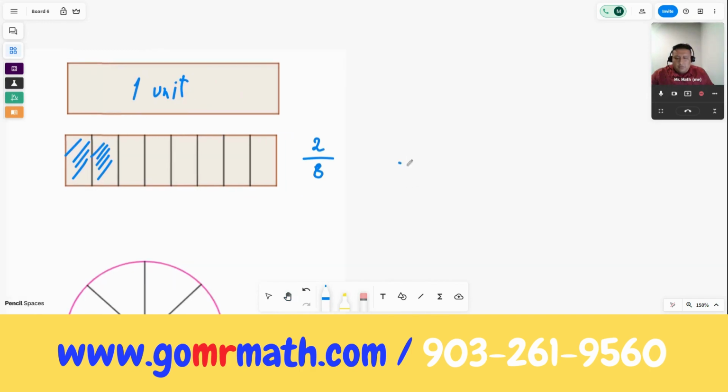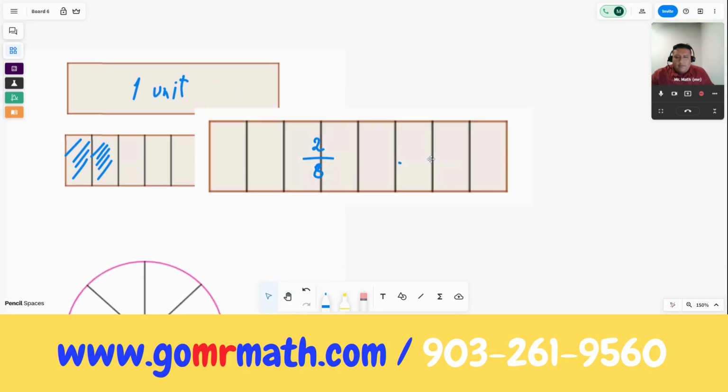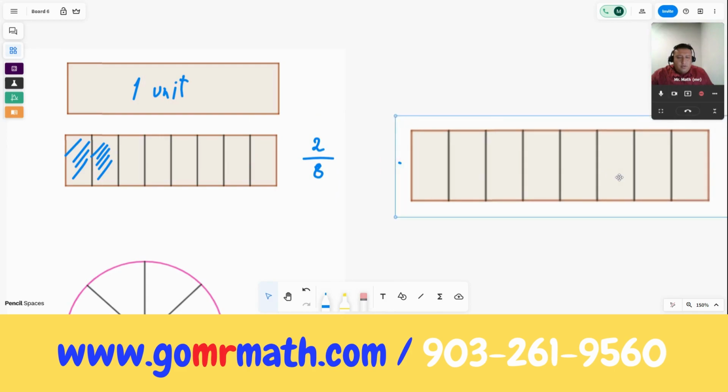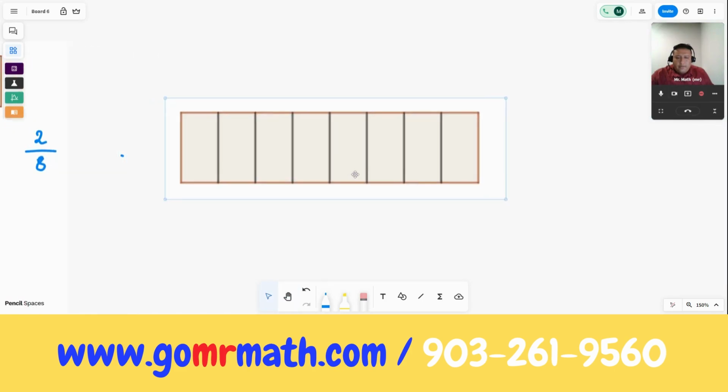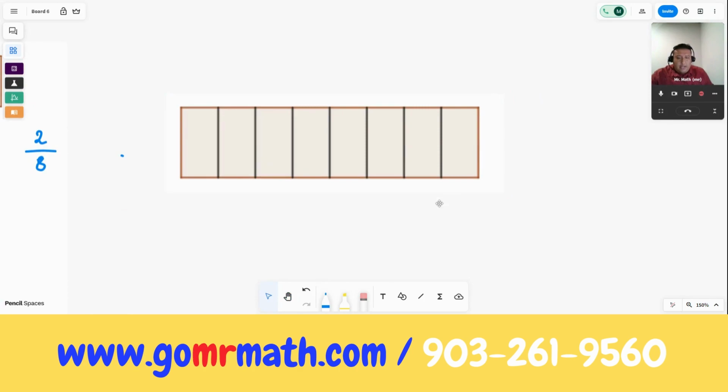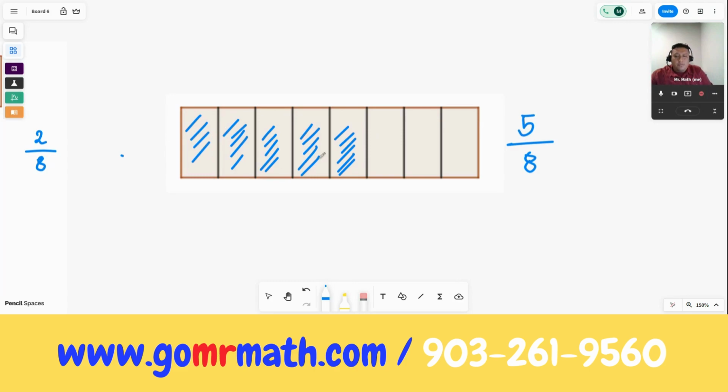Let's do another example. Okay, let's practice this one. What if I have this same fraction, the same unit divided in 8 pieces, but now we're going to take 5: 1, 2, 3, 4, and 5. Remember, the denominator is below, so it's still divided in 8 pieces, right? And we're taking 5. Okay, this represents 5/8.